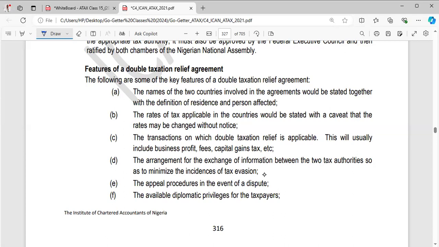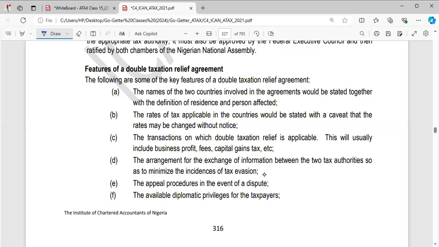Now, the arrangement for the exchange of information between the two taxations so as to minimize the incidence of tax evasion. So it means that the two countries will be exchanging information. If the FIRS is asking the US government for the activities or information of a particular company in the US that has a bilateral agreement, they will release it. And the same thing if the US is asking for that of Nigeria.